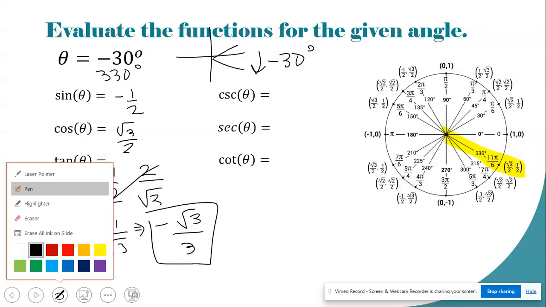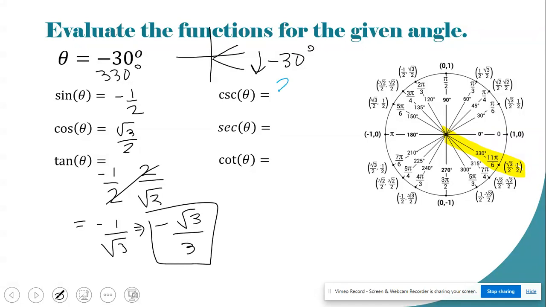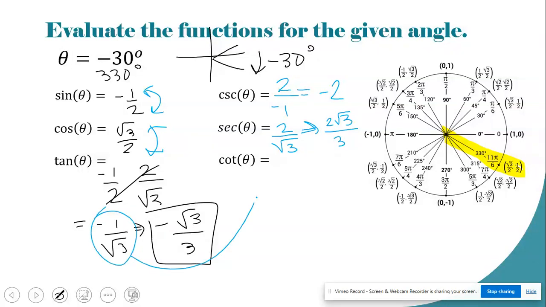Now it's time to take our reciprocals. This is going to be 2 over negative 1, or just negative 2 for cosecant. Take the reciprocal. Same thing for secant. I have 2 over square root of 3. But we do not leave our answers with radicals in the denominator. No, sirree, Bob. We rationalize it every time. Multiply by square root of 3 over square root of 3, and you get 2 rad 3 over 3. And lastly, cotangent. I can reciprocate tangent, and I will have square root of 3 over negative 1, or negative square root of 3.